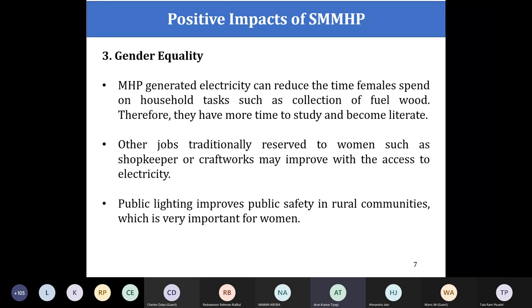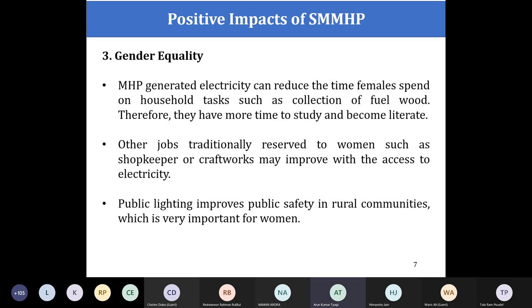Third is gender equality. Micro hydro projects generated electricity can reduce the time females spend on household tasks such as collection of firewood, fuel wood. Therefore, they have more time to study and become literate. Other jobs traditionally reserved for women, such as shopkeeper or craft work, may improve with access to electricity.